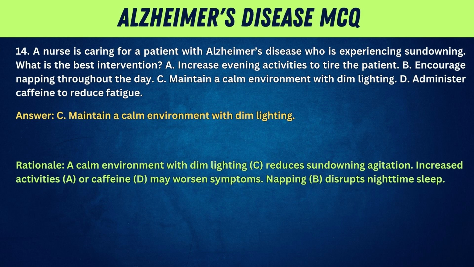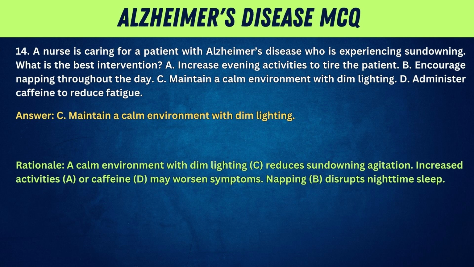14. A nurse is caring for a patient with Alzheimer's disease who is experiencing sundowning. What is the best intervention? A. Increase evening activities to tire the patient. B. Encourage napping throughout the day. C. Maintain a calm environment with dim lighting. D. Administer caffeine to reduce fatigue. Answer: C. Maintain a calm environment with dim lighting.